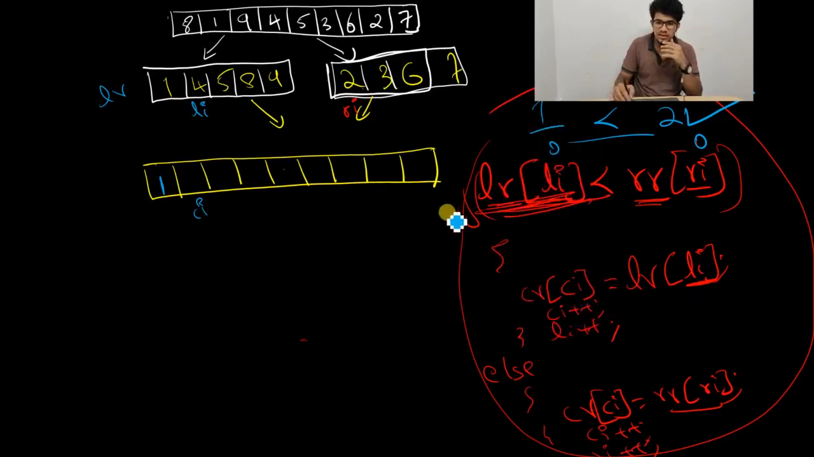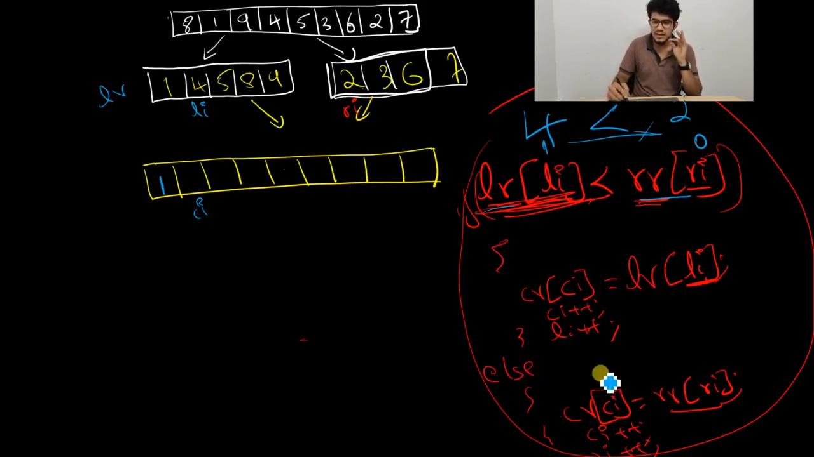Then what will happen is, since your Li value is incremented, Li becomes what? 1. Now it will again check the condition. What is LR of 1? LR of 1 is 4. What is RR of 0? Because Ri is still 0. What is RR of 0? 2. Is 4 less than 2? No. Else part is correct.